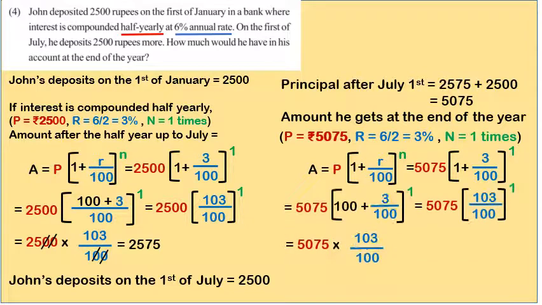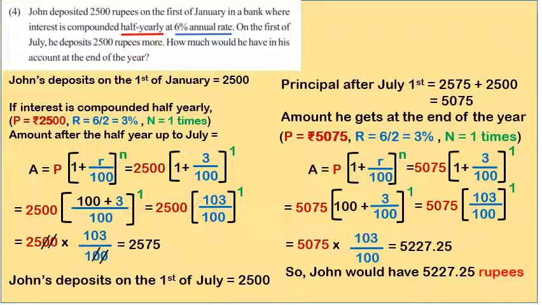Then simplify, we will get amount A equal to 5227.25 rupees. So we can say John would have 5227.25 rupees in his account at the end of the year.